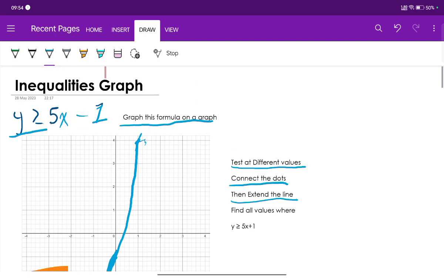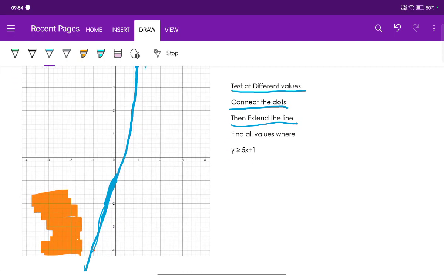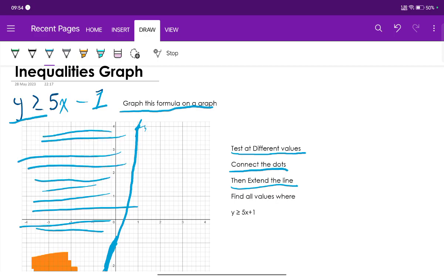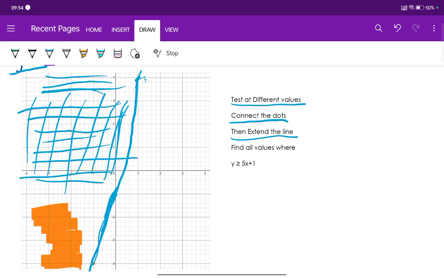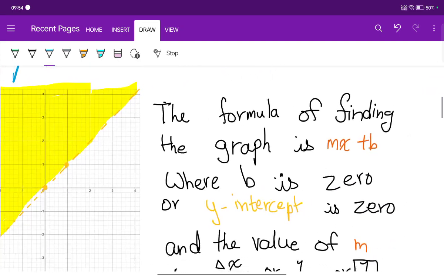But it is not equal to. It is greater than or equal to. Meaning all the values which exist here are supported. And we did this one also. Let's do the second example.